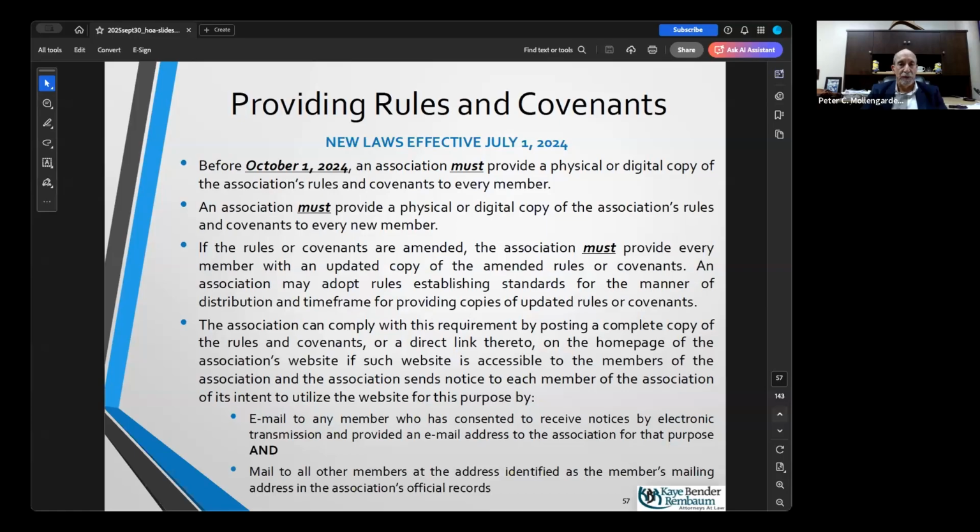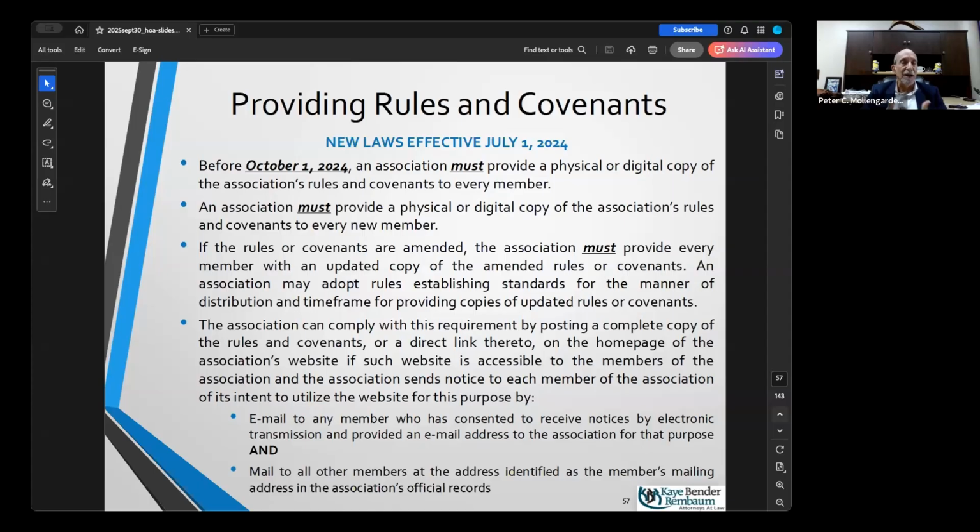Providing rules and covenants. Okay, and this was new as of last year. Before October 1st of last year, an association was required, and obviously still required, to provide a physical or digital copy of the association's rules and covenants declaration to every member. You must provide a physical copy of the rules and covenants to every new member. If the rules or covenants are amended, you must provide every member with an updated copy of the amended rules or covenants. An association may adopt rules establishing standards for the manner of distribution and time frame for providing copies of the updated rules or covenants.